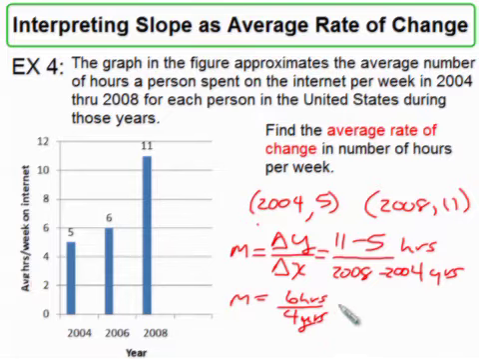years. And when we want to look at an average rate of change, an application of a slope, then we want to turn this into a decimal. So 6 divided by 4 is 1.5. So I can say that the slope then is 1.5 hours per year. Or there was an increase, because this value is positive, so there was an increase of 1.5 hours per week on average each year between 2004 and 2008.